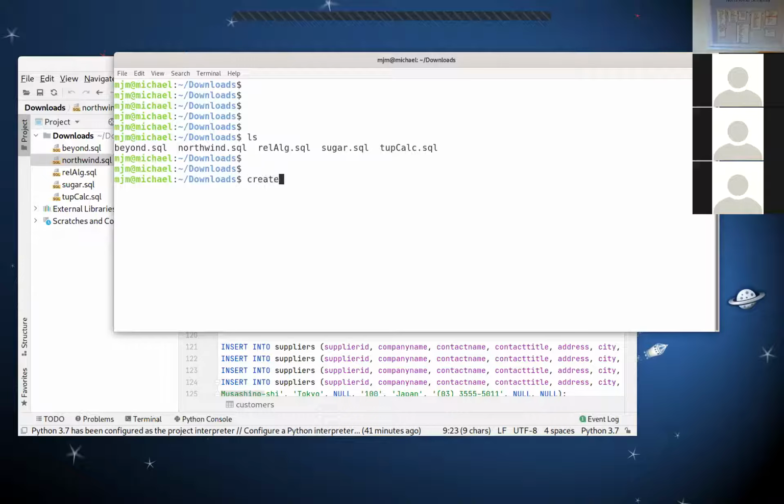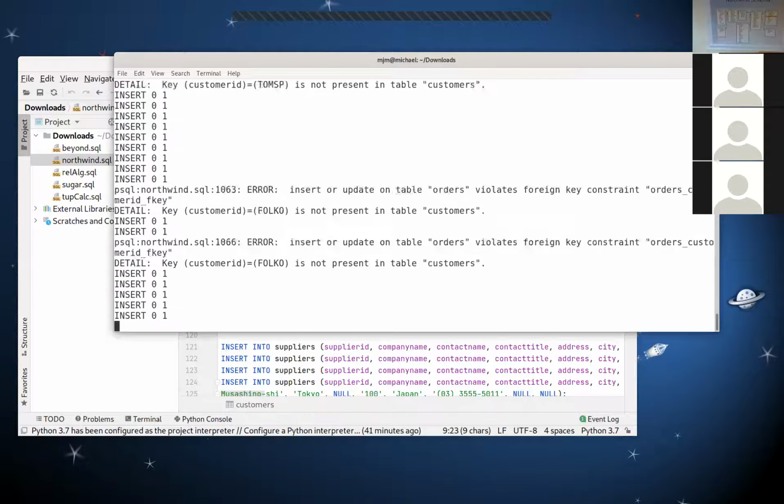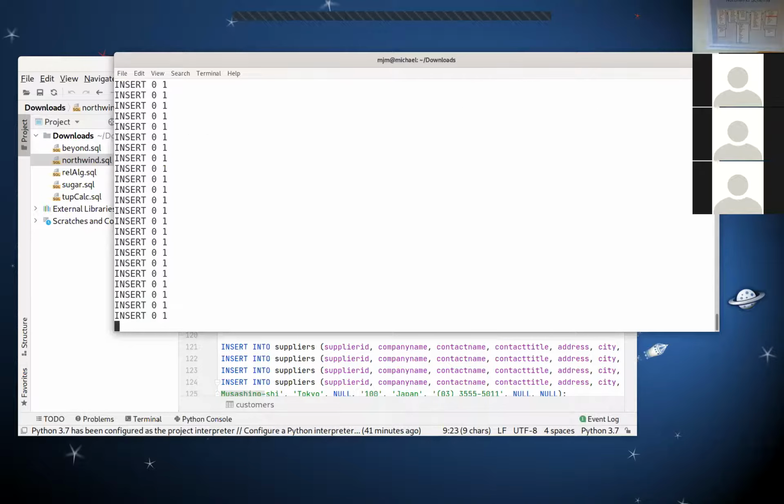I'm going to say createdb, and I'm going to call it Northwind. Okay, so now I've created the DB. If I say psql Northwind and go in here, there's no relation, so the whole thing's empty, of course. So if I go back out here and say Northwind, I want to load in the file, and what was it called? Northwind SQL.